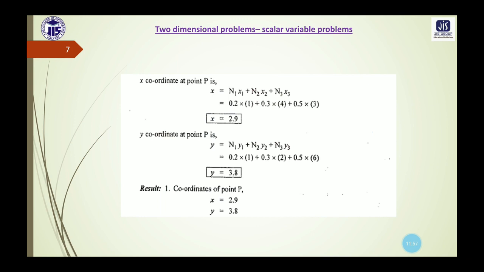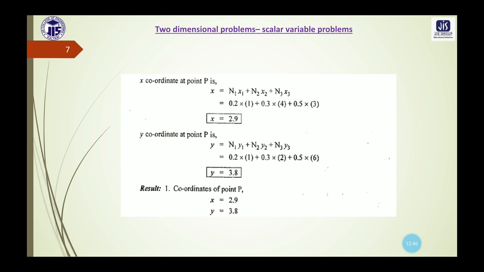Next we need to calculate the y coordinate of this point P. So in the similar manner we can write the equation for the y coordinate for the point P, which is y equals n1 y1 plus n2 y2 plus n3 y3. Now here all these values for these parameters like n1, n2, n3, then y1, y2, y3 are known to us. So you can put all the values in this equation of the y coordinate, then we can calculate the value of y as 3.8.